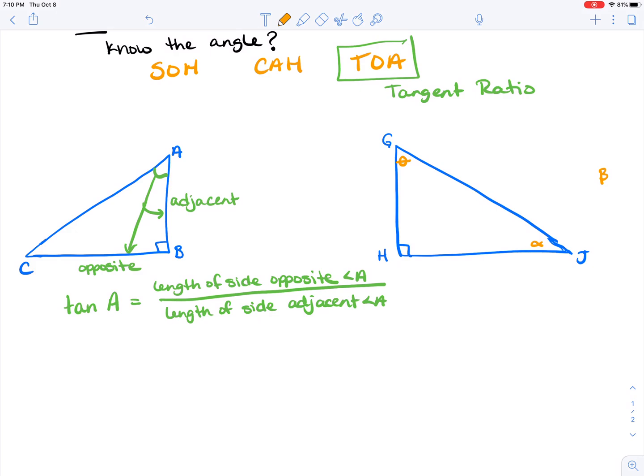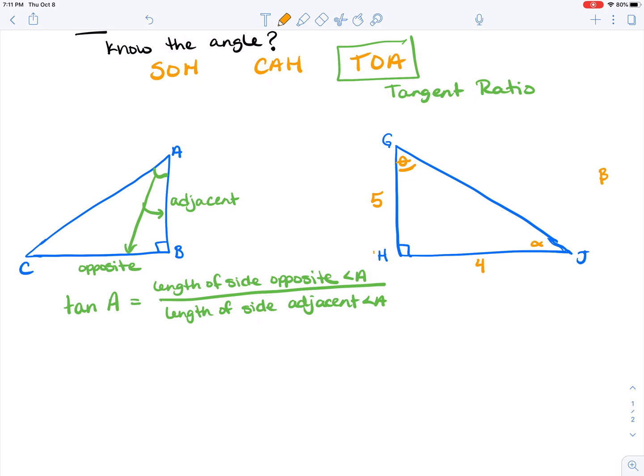So, if I would like to find angle theta, which is right here on triangle GHJ, and if I gave you that the length of GH is 5 and the length of HJ is 4, how do I find angle theta? First of all, you're going to need your calculator.